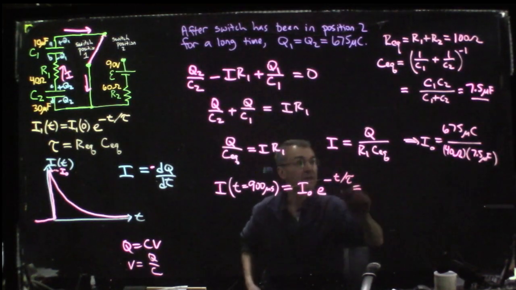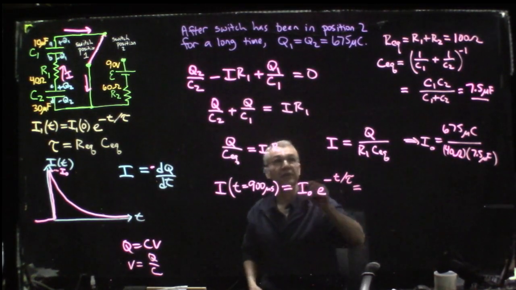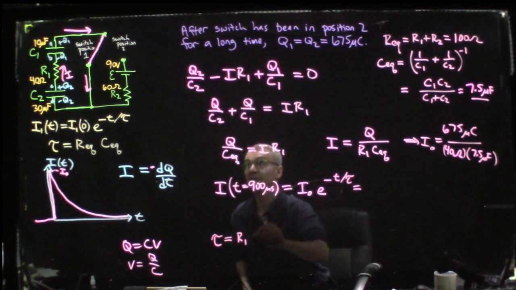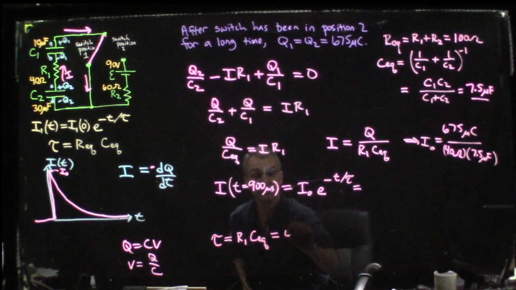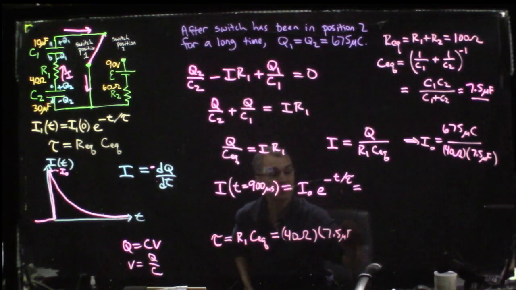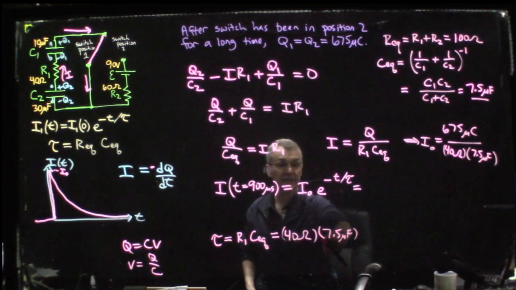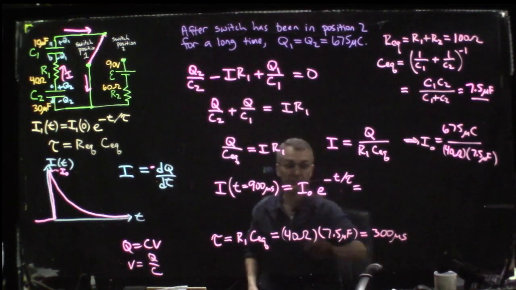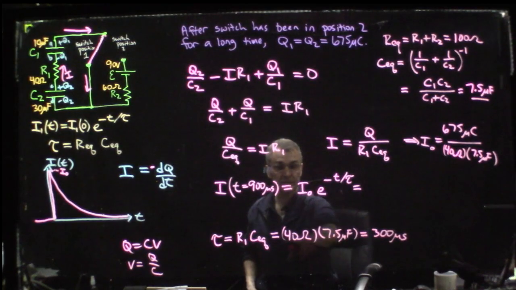Okay, we should work out what this RC time constant is now. Tau is R, so it's only R1 now because R2 is no longer in our circuit, times C equivalent. So this is 40 ohms times 7.5 microfarads. That's like 4 times 75, it must be 300. So that's 300 microseconds. 7.5 times 10 is 75, times 2 is 150, times 2 again is 300 microseconds.